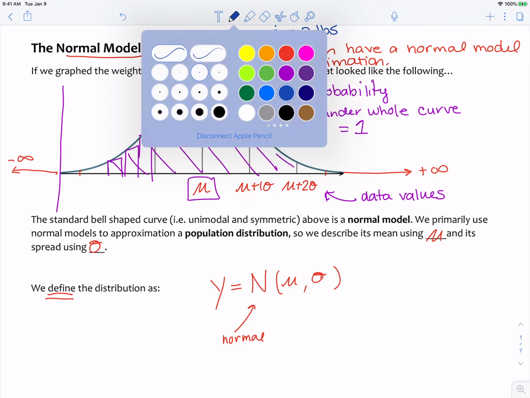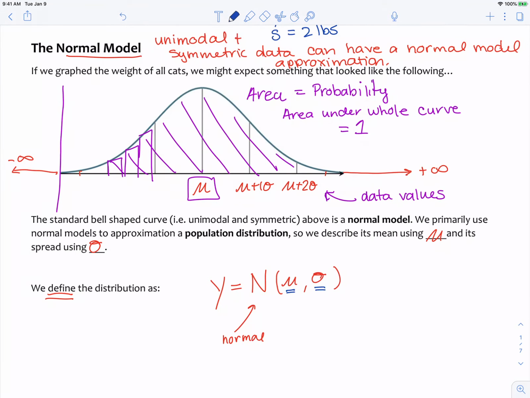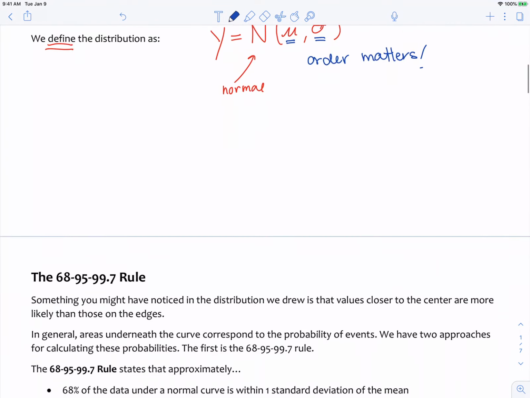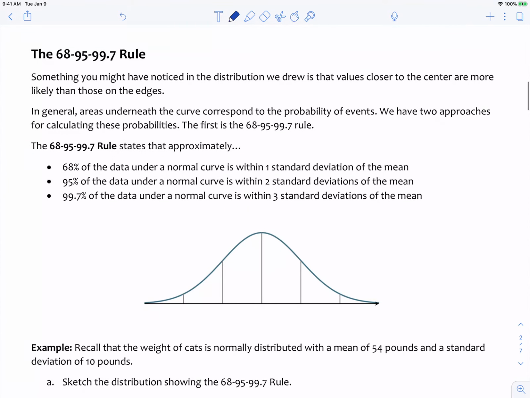And the other thing to notice here is that with mu, sigma, order matters. We always list the mean before the standard deviation. So that's the basics of it. Let's take a look at some other information.